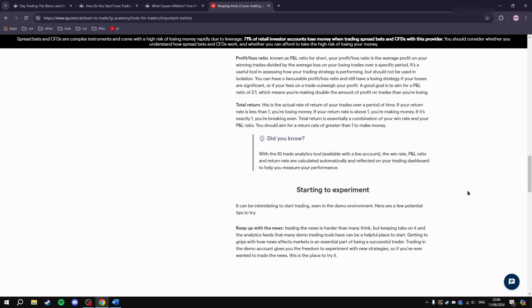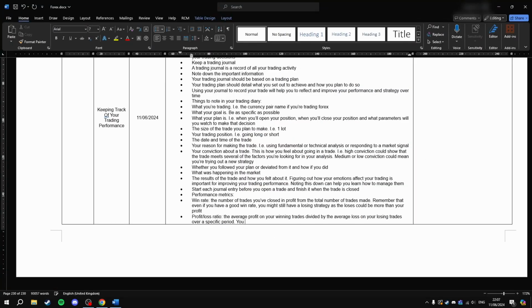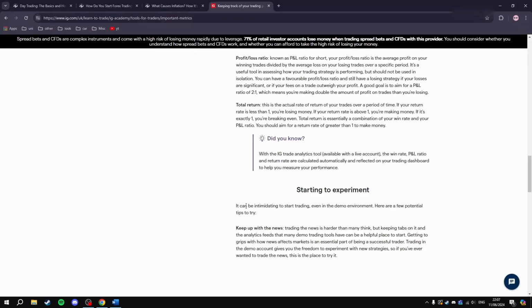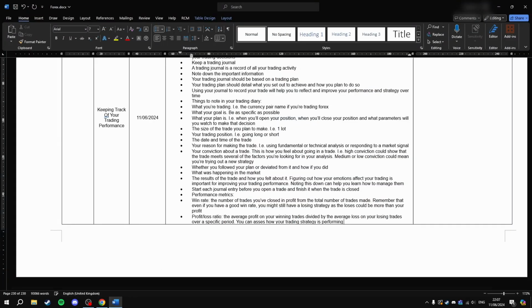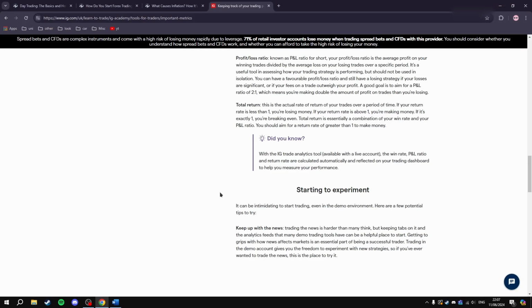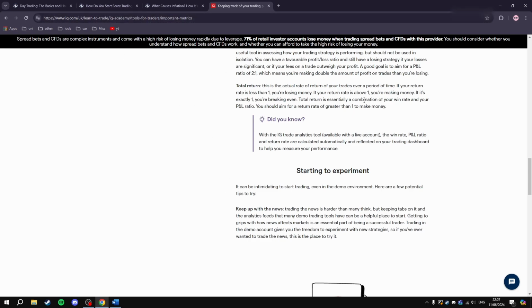It's a useful tool in assessing how your trading strategy is performing, but it should not be used in isolation. You can have a favorable profit loss ratio and still have a losing strategy if your losses are significant, or if your fees on the trade outweigh your profit.